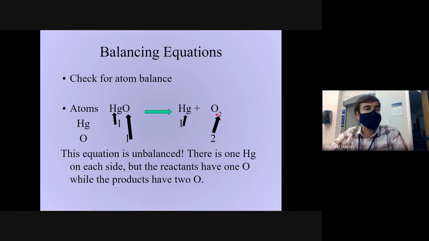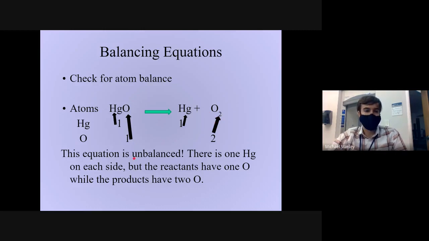So let's check for the balance. Hg, 1 and 1. So 1 and 1 are the same. So the Hg's are balanced. That's good. O's, 1 and 2. The oxygens are not balanced. We have one oxygen on the reactant side. We've got two oxygens on the product side.